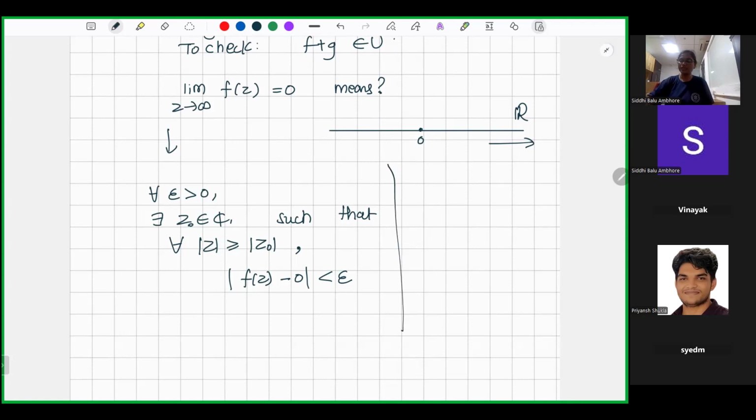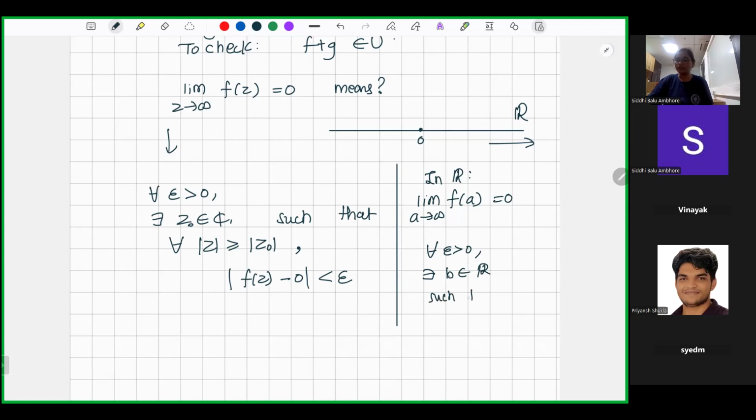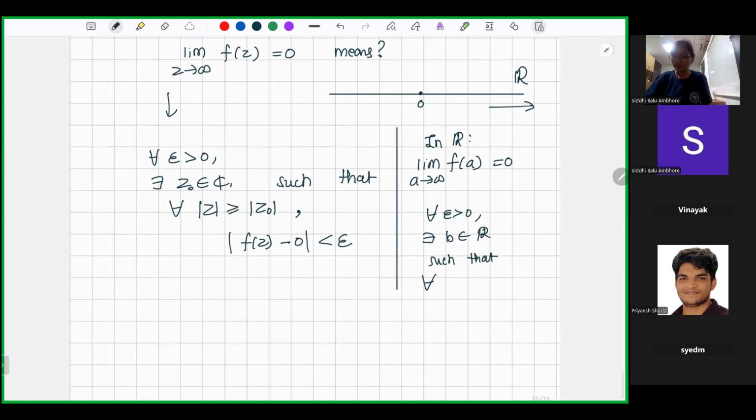So how to translate this in R? If I take the limit as a goes to infinity of f of a in R, what it means is that for all epsilon positive, there exists some b in R such that for all a greater than or equal to b, mod of f of a minus 0 is less than epsilon. This is what it means.